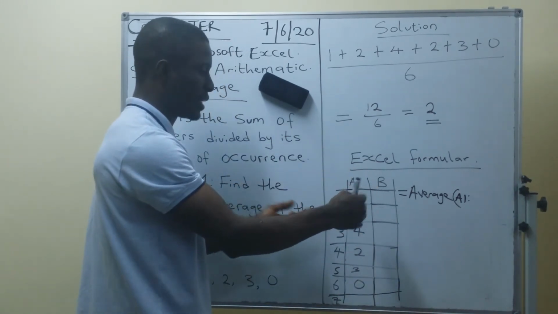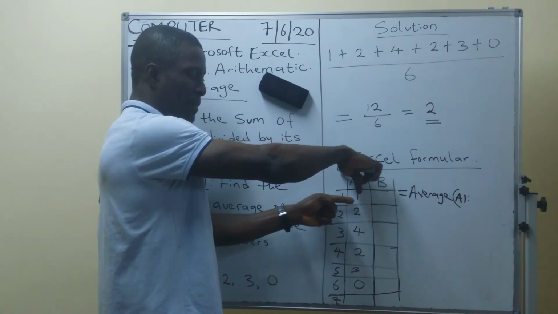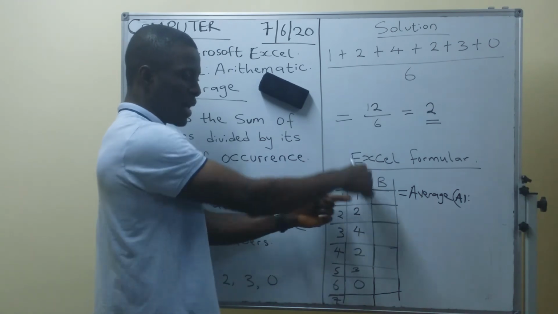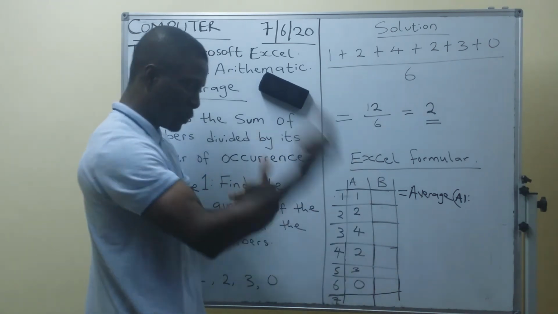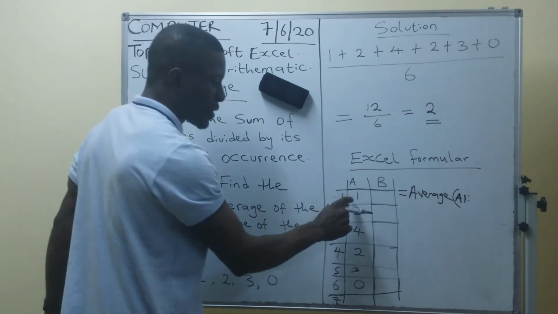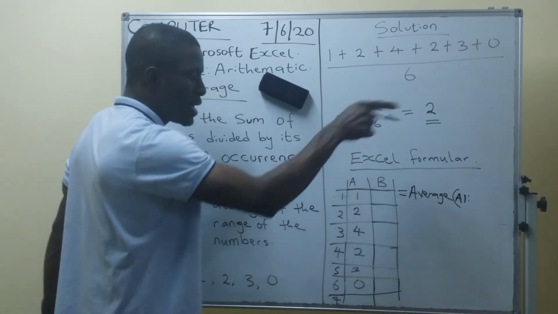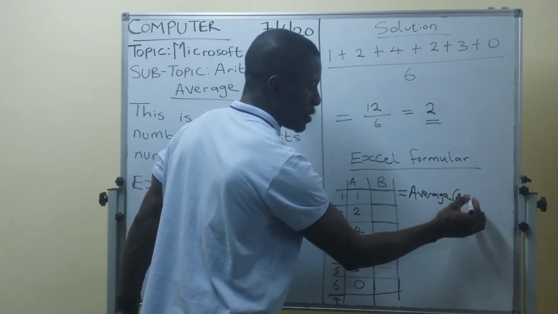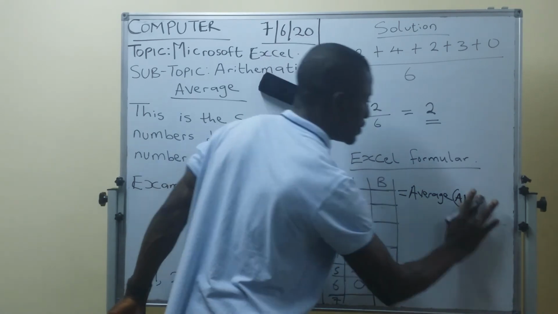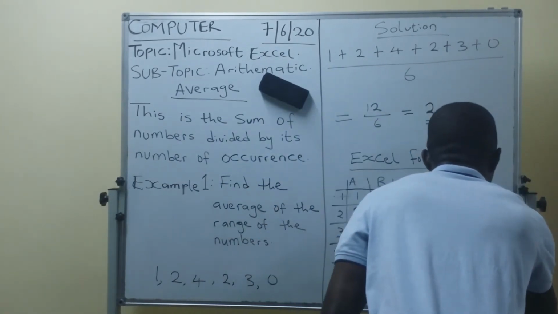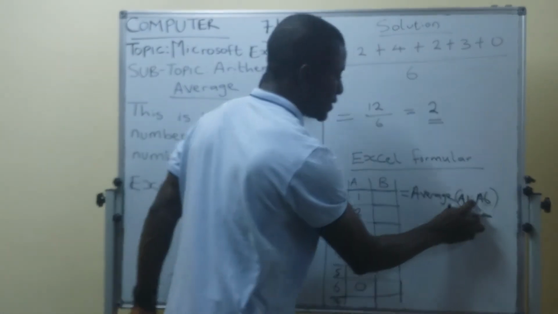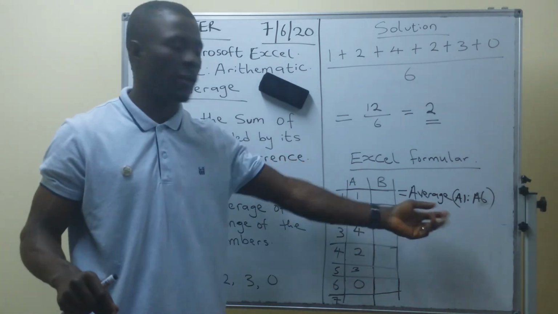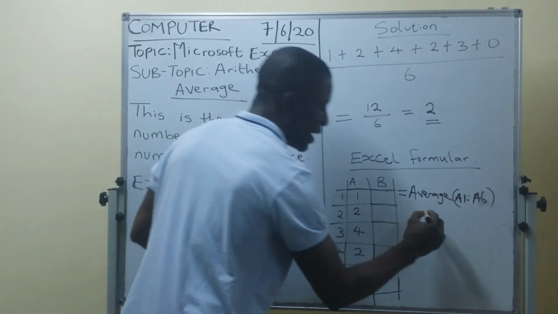I told you how to form that. Where the column and row meet forms the name. So this is column A, this is row 1, they met here. So that makes it A1. So please try to watch my previous video. So now, this is the first number, A1, and this is the last number, which is A6. So A1, colon, A6. That's it. A1, colon, A6. So you hit the enter key, automatically you will get the answer there as 2.